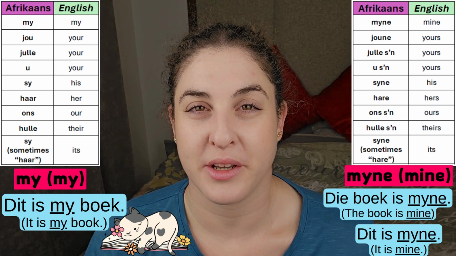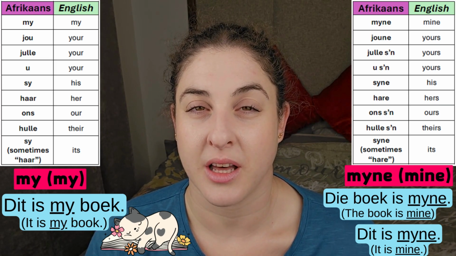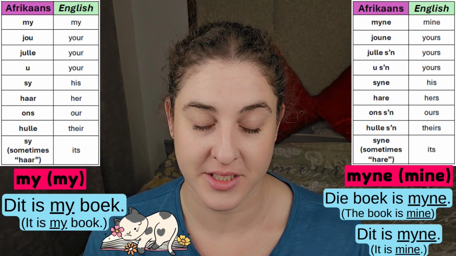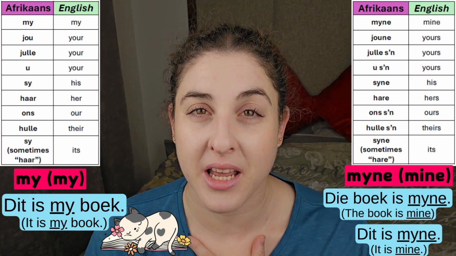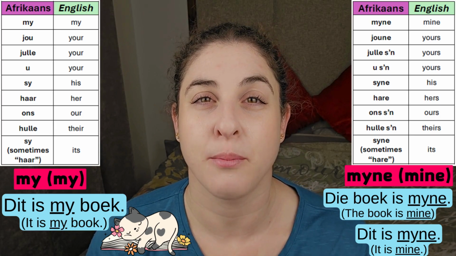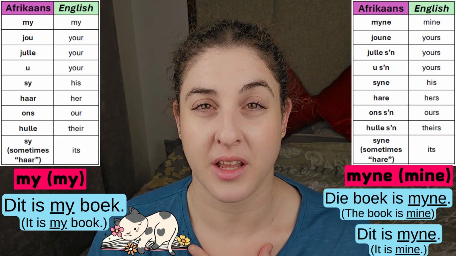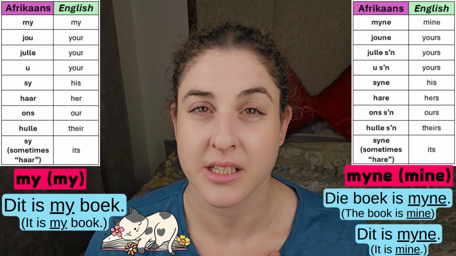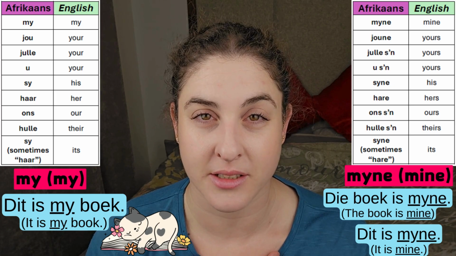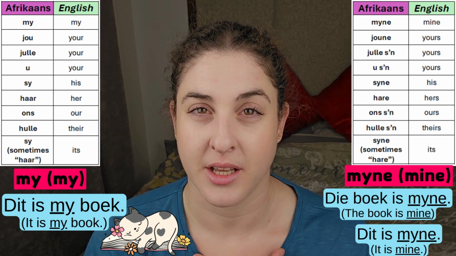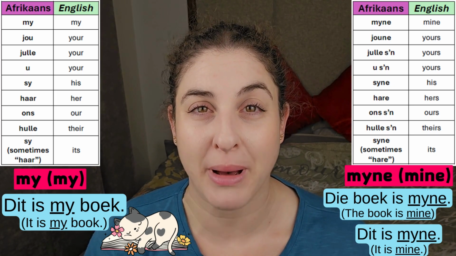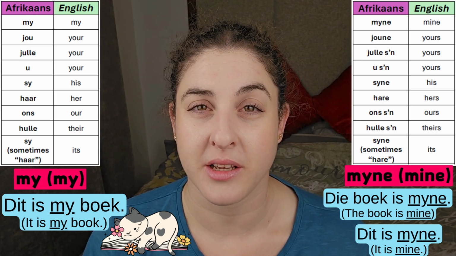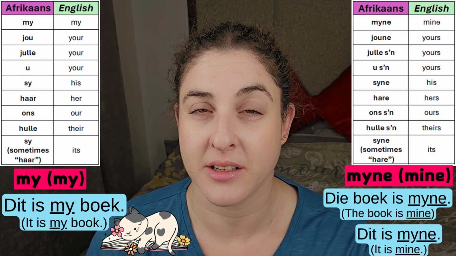So let's start with "my", and in English, my. And the example there is, "dit is my boek." It is my book. And then moving to the right, which is "myne", and in English, mine, you can say, "die boek is myne." The book is mine. Or just simply, "dit is myne."